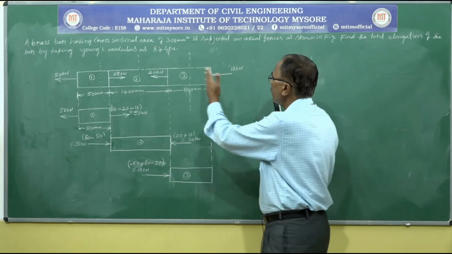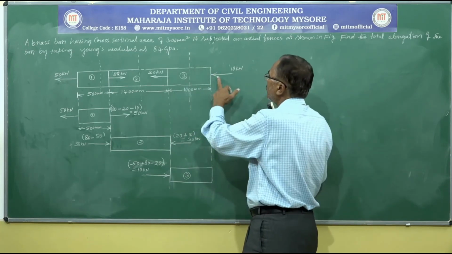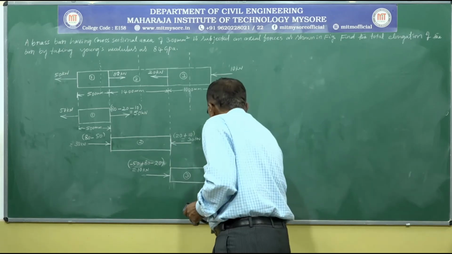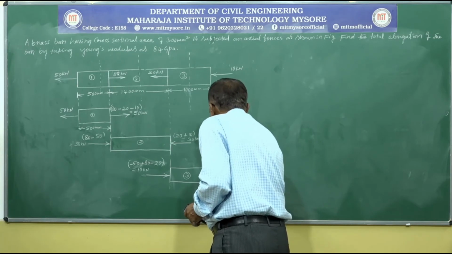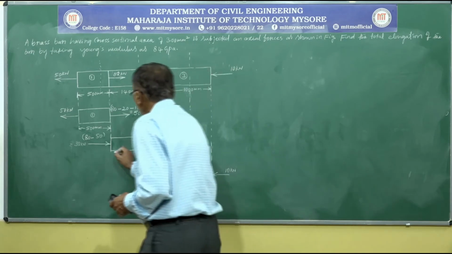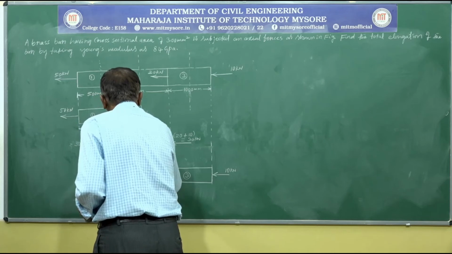And if you consider force to the right side of the section, there is only one force acting, 10 kilonewton, and consider that force as it is. This is 10 kilonewton. And write the length of these portions.